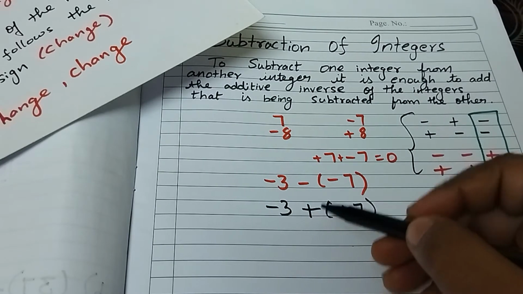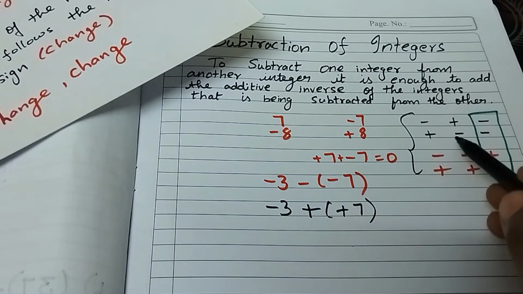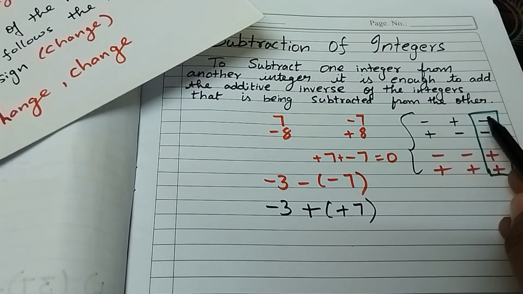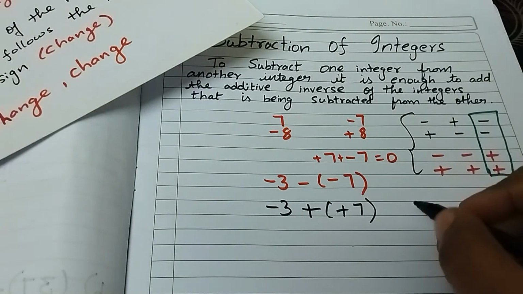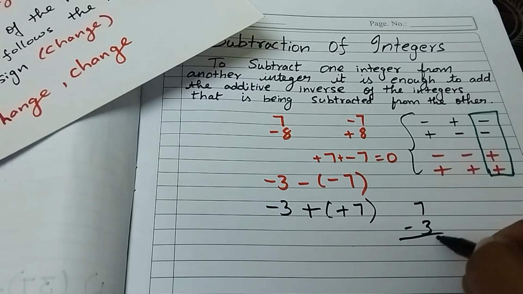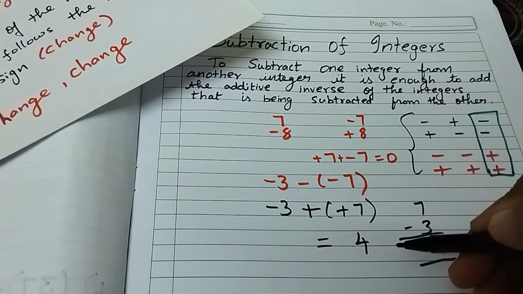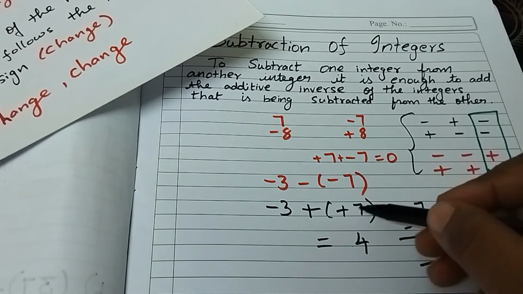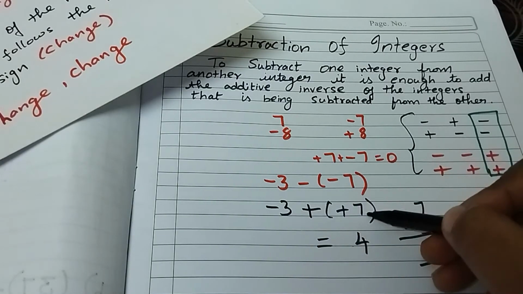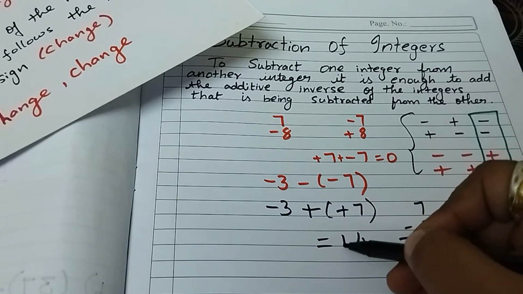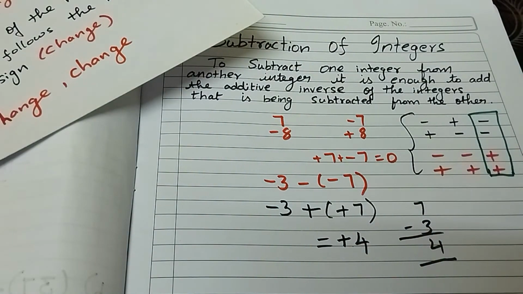Now, in addition, we know if the two integers are different, like this, minus and plus, we do the subtraction operation. So 7 minus 3, what am I getting? 4. The answer is 4. My answer is not yet completed. What is the greater number here, 3 or 7? 7 is my greater number. So what is the symbol before 7? Positive.